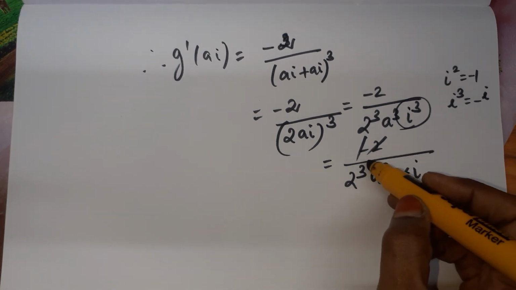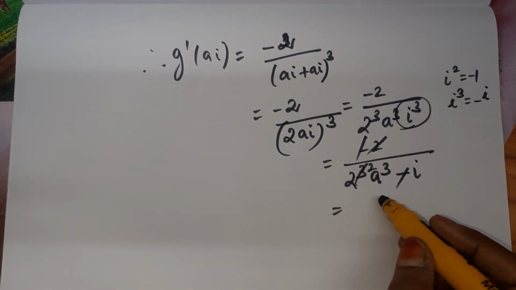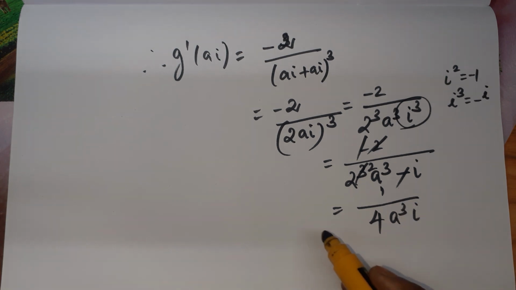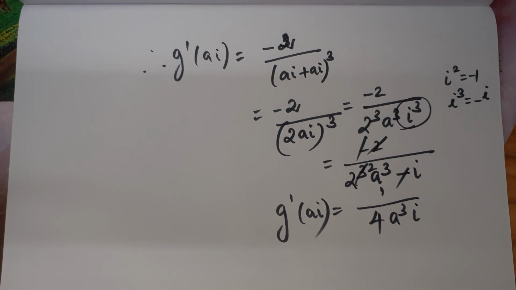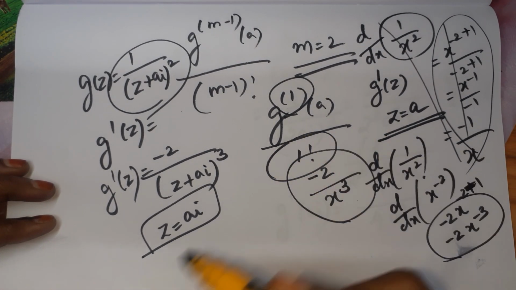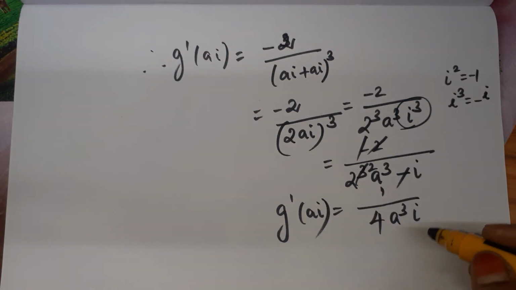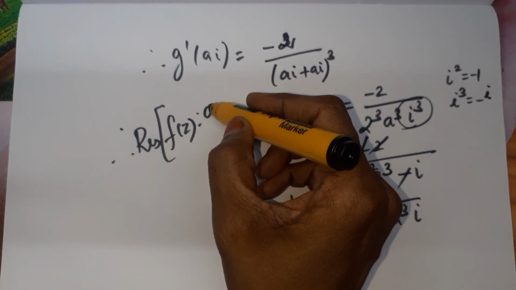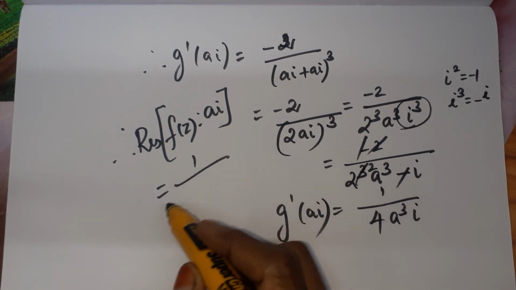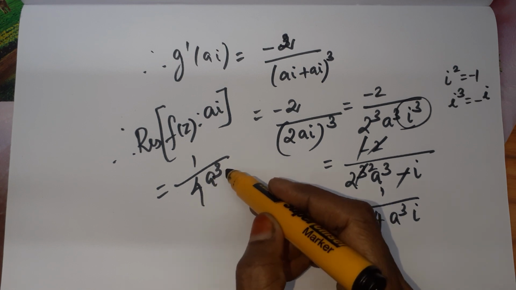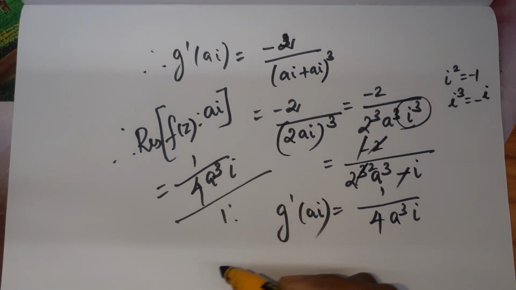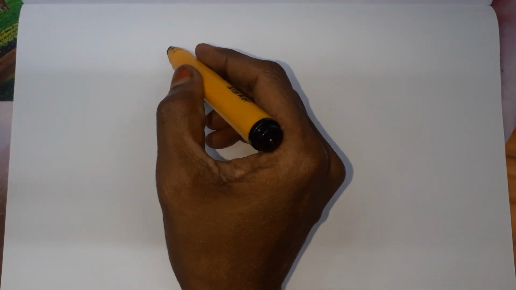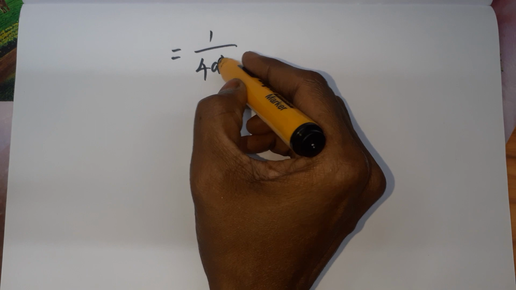Minus minus we can cancel, and 1 2 we can reduce. So it is 1 by 2 squared, that is 4 a cube into i. This is my g dash of ai. After that, in the formula, that divided by 1 factorial. So finally, the residue of f of z at the point ai is equal to 1 by 4 a cube i, divided by 1 factorial, which is equal to 1 by 4 a cube into i. Am I right?